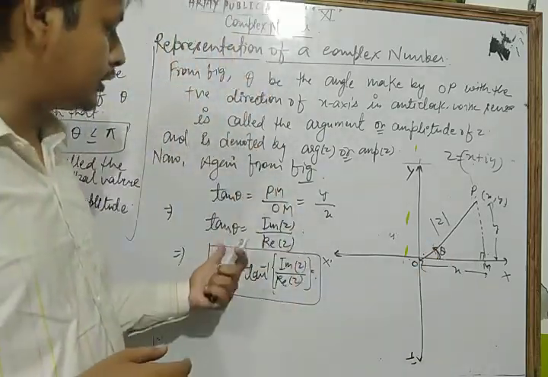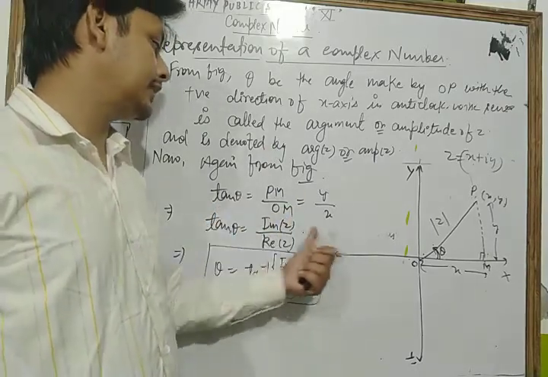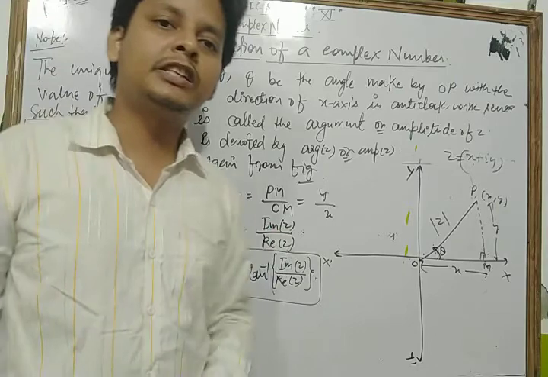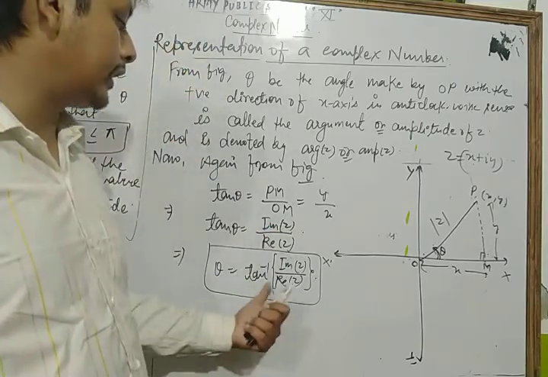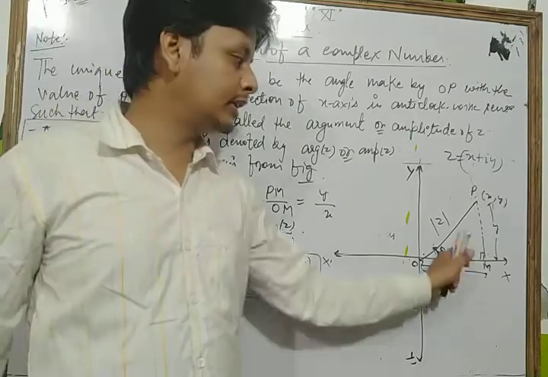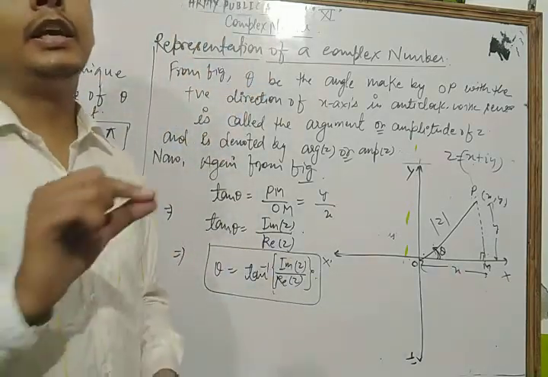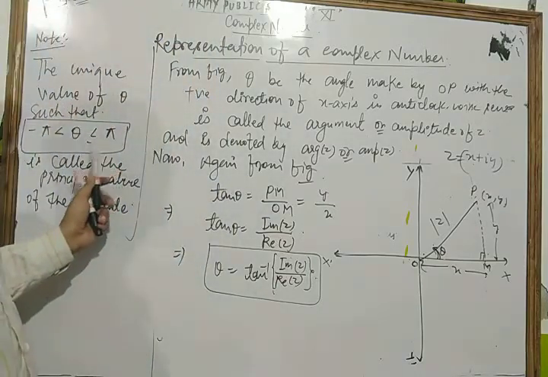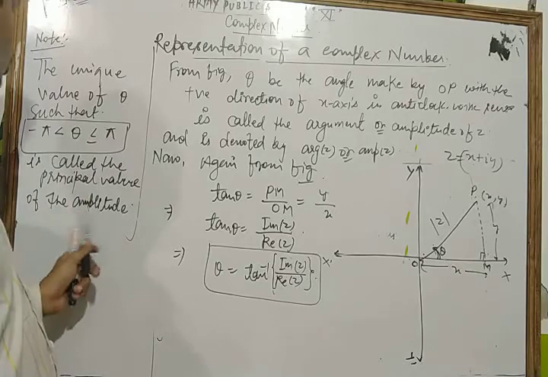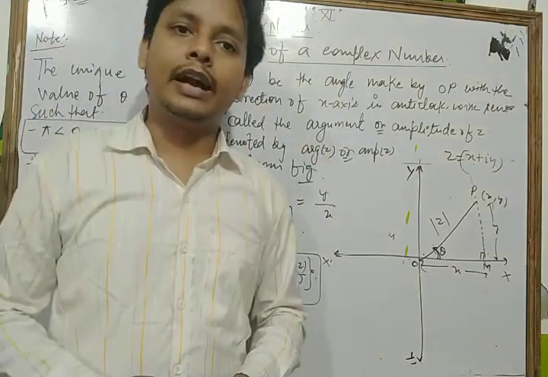In this way we find theta: tan theta is equal to y by x, that is, the imaginary part of z upon the real part of z. So theta is equal to tan inverse of y by x. And the unique value of theta, minus pi less than theta less than or equal to plus pi, is called the principal value of the amplitude. This is the whole concept of that topic.